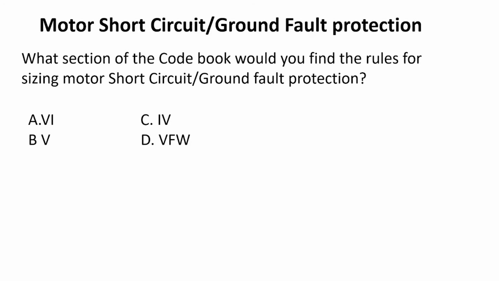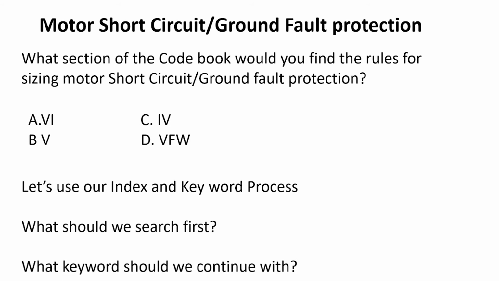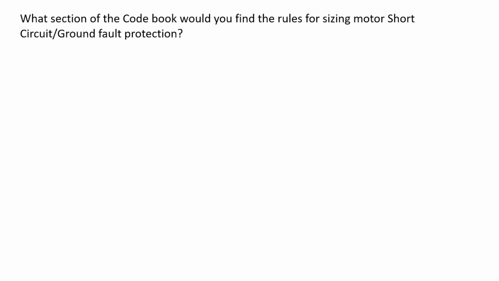Okay, what section of the code book would you find the rules for sizing motor short circuit and ground fault protection? Let's use our index and our keyword processes. So what should we search for first? I say we go for motors. And then what keywords should we continue with? I say we do short circuit ground fault protection. So what section is it in?